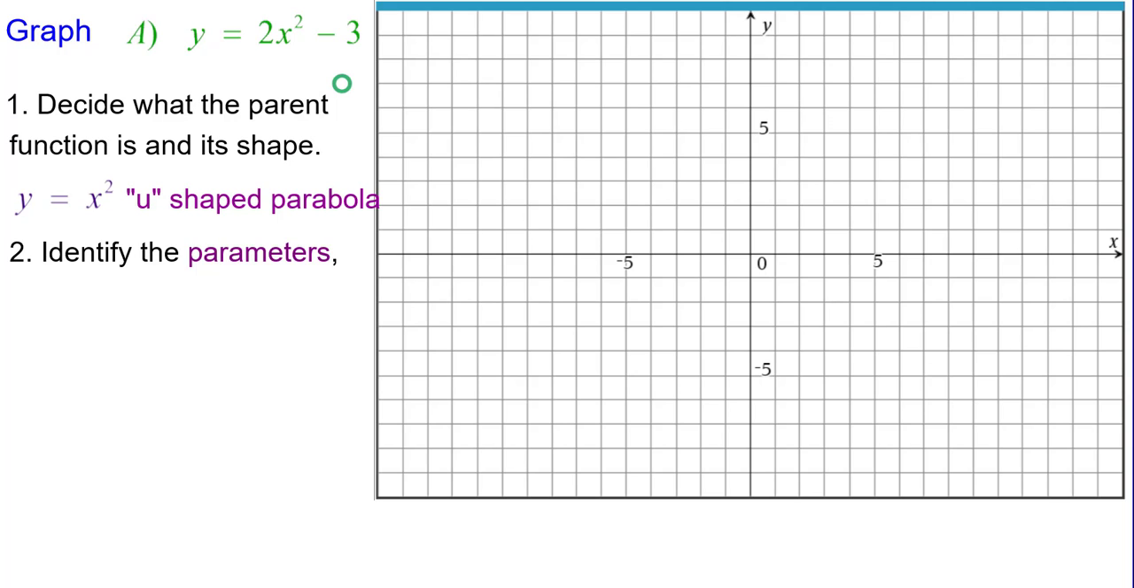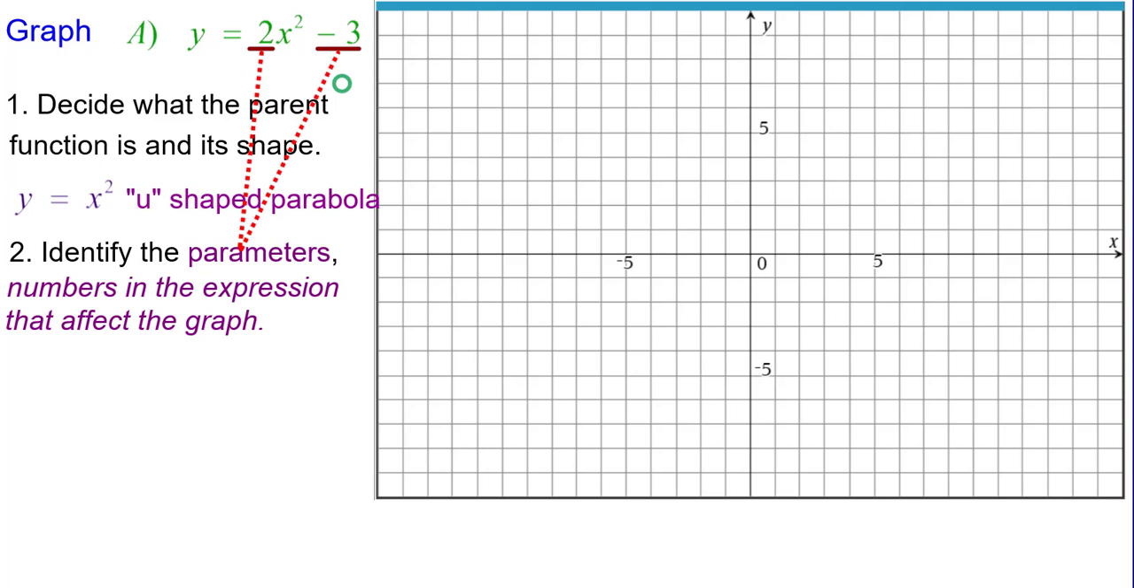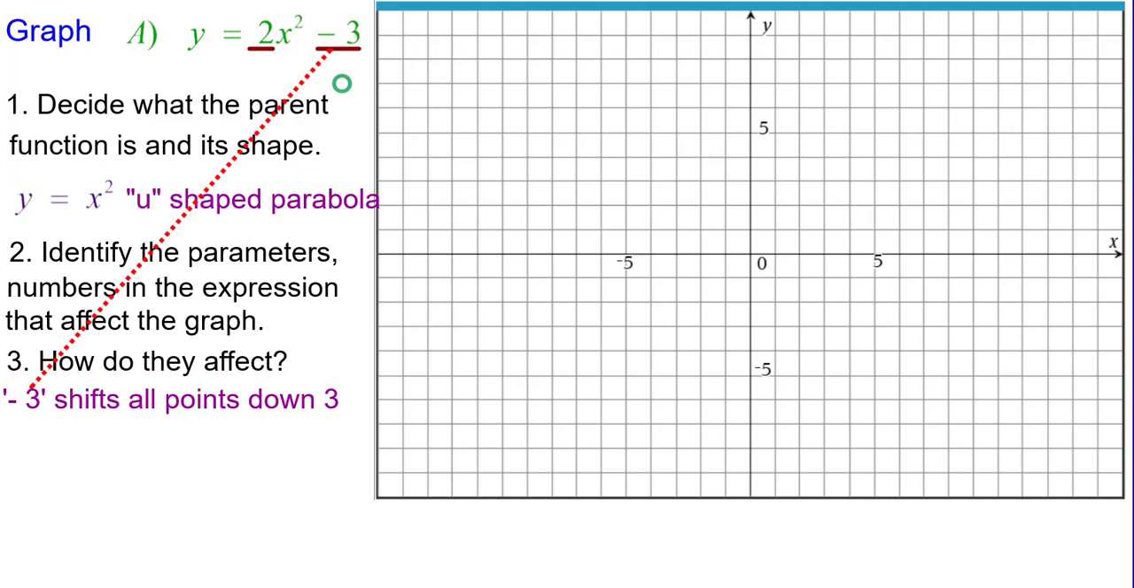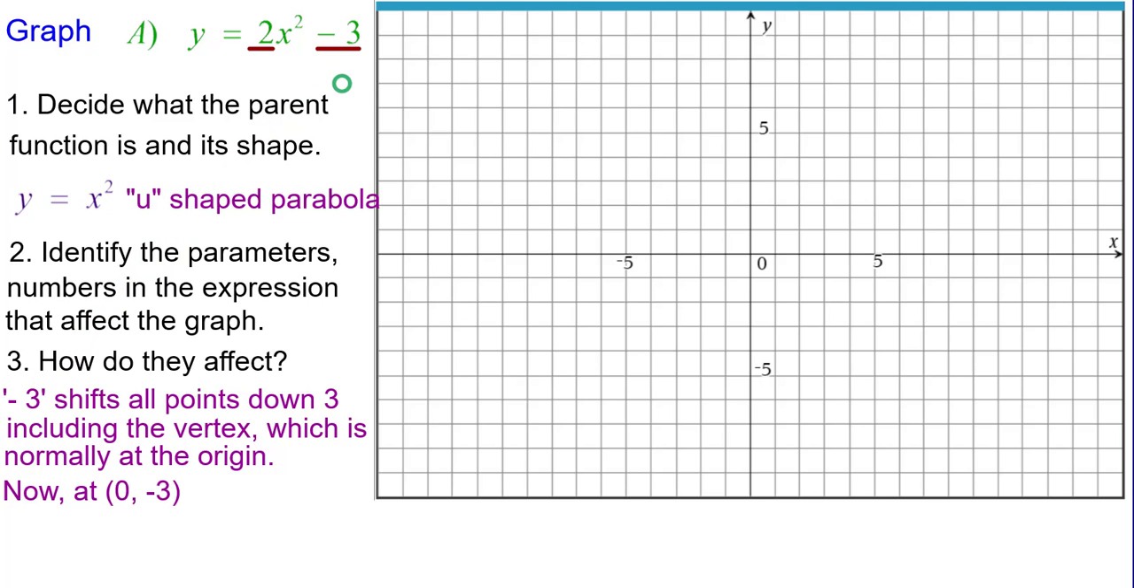Identify the parameters. And what I mean by parameters are values in the expression that affect the graph. So in this case, 2 and minus 3 are numbers in the expression that affect the graph. And how do they affect the graph? Well, the minus 3 shifts all points down 3, including the vertex, which is normally at the origin. So now it's at 0, negative 3.